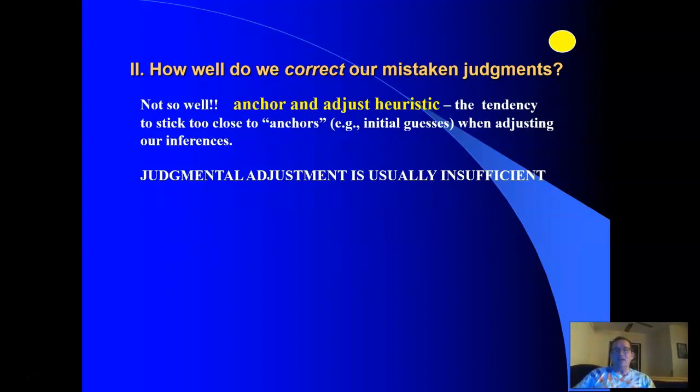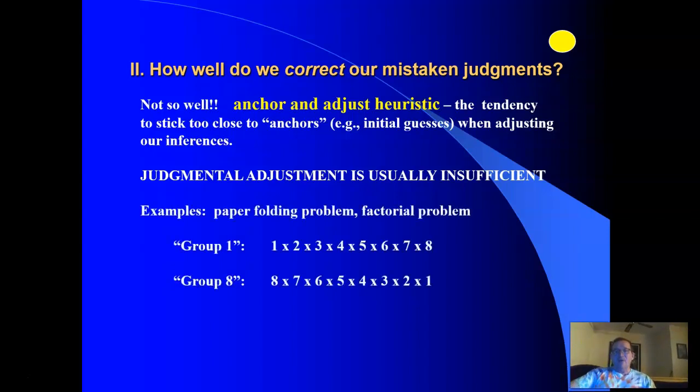Okay, so the basic idea behind the anchor and adjust heuristic is that judgmental adjustment, correction, is typically insufficient. We're not that great at it. We don't do it as fervently, as extremely as we ought to. And a great example of that is the paper folding problem. This was also studied many decades ago by Kahneman and Tversky back in Israel, where they were both professors. They looked at a group of high school students and gave some of them what I call group one, the factorial problem you see in the top there.